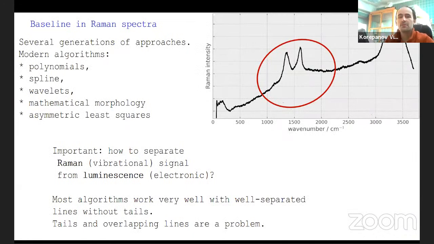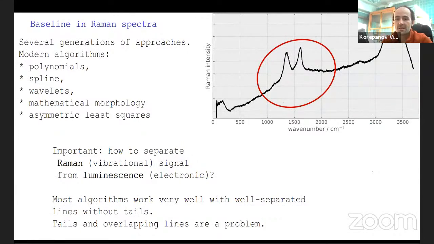And now let me move to the baseline. The baseline in Raman spectra is very important, and the common origin of this baseline is luminescence, which is something like electronic excitation. The question is whether we can efficiently and consistently separate the vibrational, or in other words Raman, signal from the electronic or luminescence signal. How can we do this efficiently and consistently?